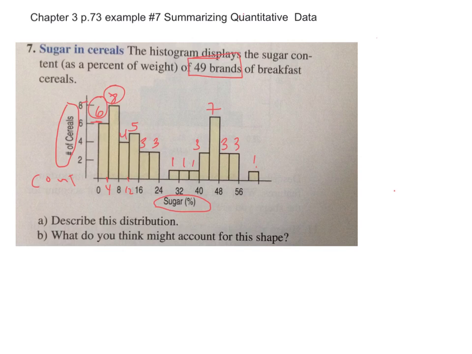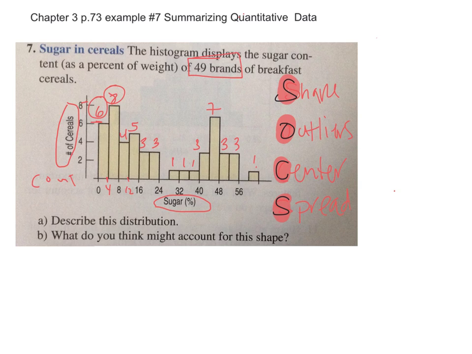All right, so the first question asks you to describe the distribution. Anytime you want to describe the distribution, you always want to talk about the shape, if there are any outliers, the center, and the spread. One way to remember this is the acronym SOCS. Let me write over that. So again, shape, outliers, center, spread.